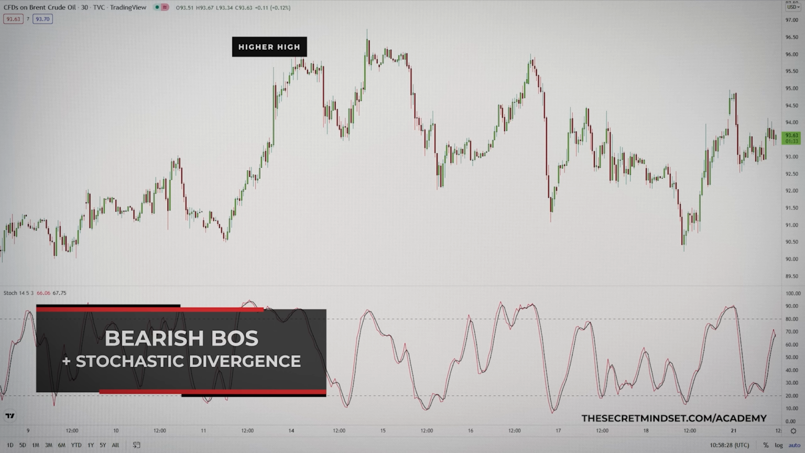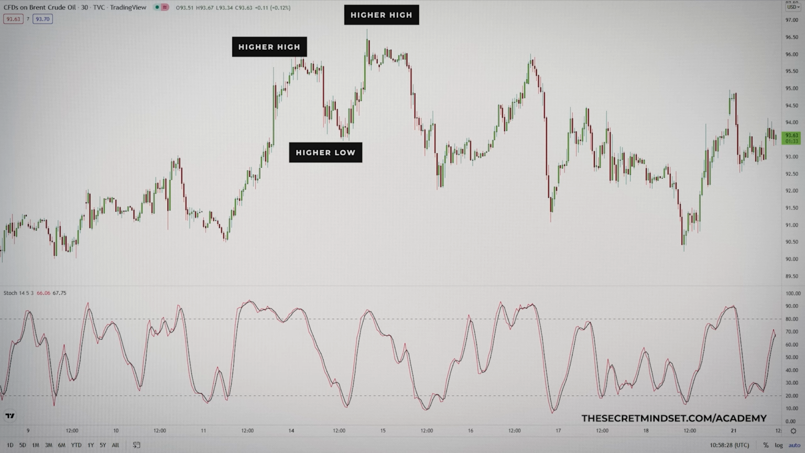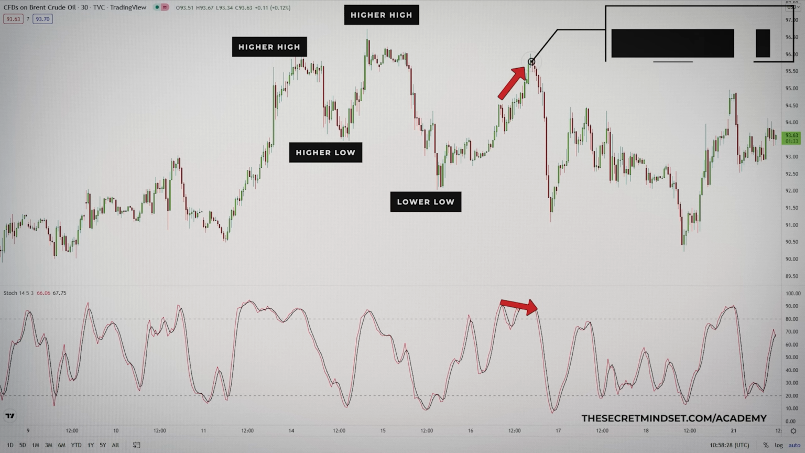Price makes a new high, declines, and makes a new low. Price then rallies above the previous high to mark a new higher high. Price then falls quite aggressively to form a new lower low. This is our break of structure. Price then rises towards the initial high, but doesn't make a new higher level. And during the up move after the break of structure, we have a bearish divergence on the stochastic.